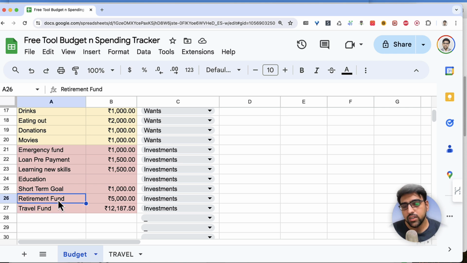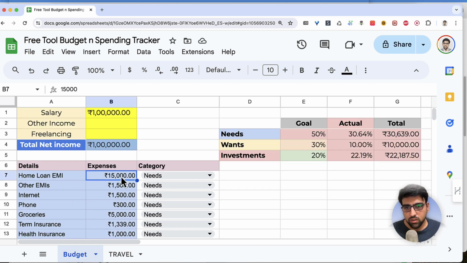The retirement fund I have already covered in another video, which I'll link in the description, from a FIRE calculator, or the financial independence number calculator perspective. So let us do a bit of maths or exercise over here.